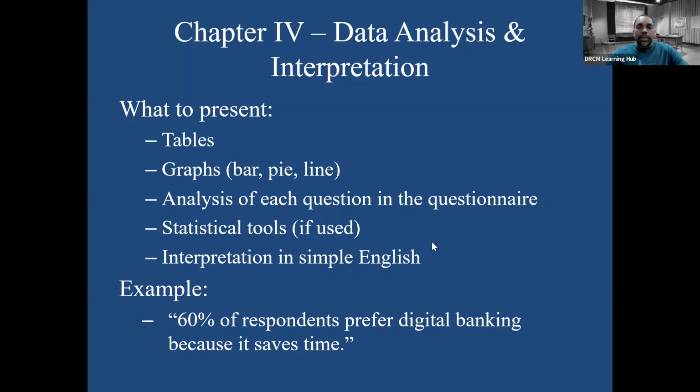Here only is your entire work. For the remaining chapters, you can just Google it, get the data from a website, and arrange it in a neat way. This chapter itself is saying you need to get relevant data and keep it here. For example, we mention here: 60% of respondents prefer digital banking because it saves time. Now, this is the result we got through the questionnaire. This is the way you need to write the interpretation.